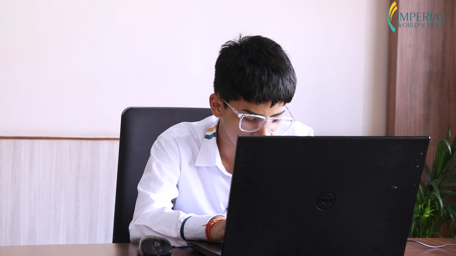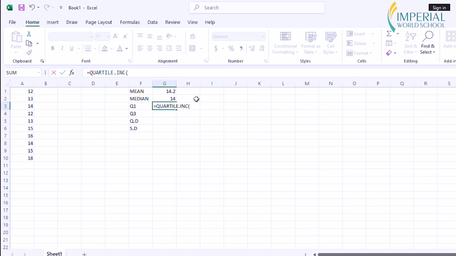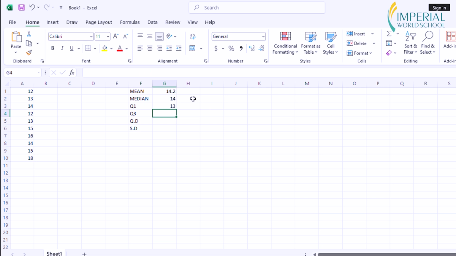Now Q1, which is going to be the 25th percentile of the data, is going to be equal to quartile inc, the cells, and now for this one we also have to write 1 at the end because we're going to be finding Q1, which is 13.